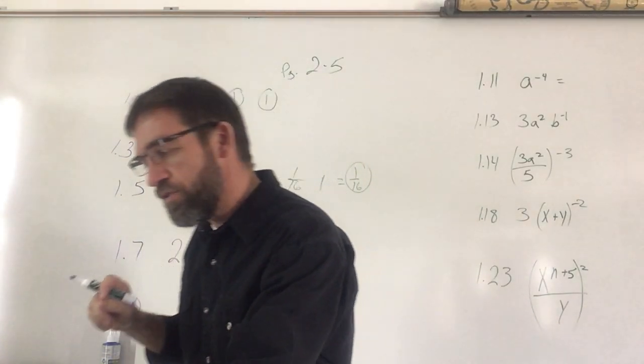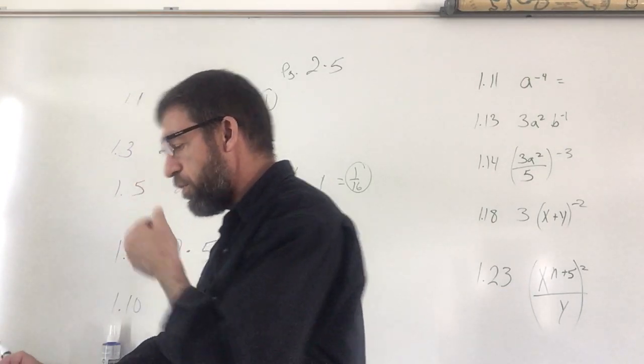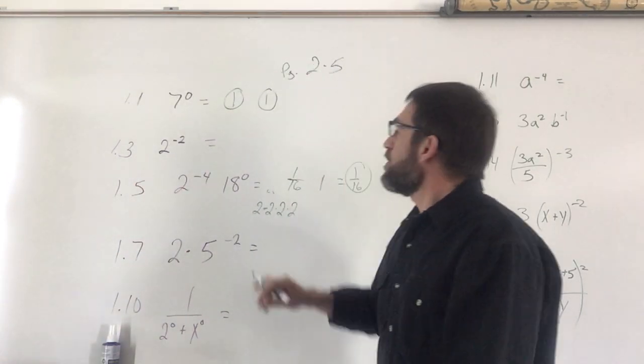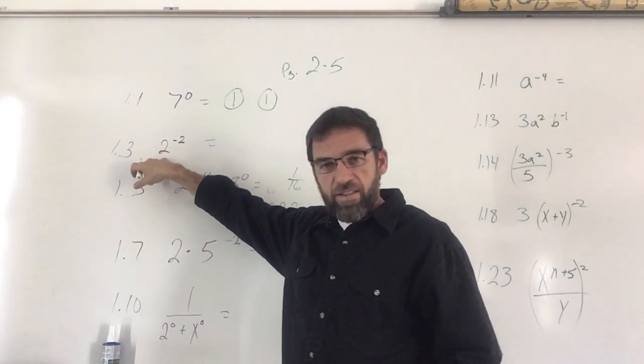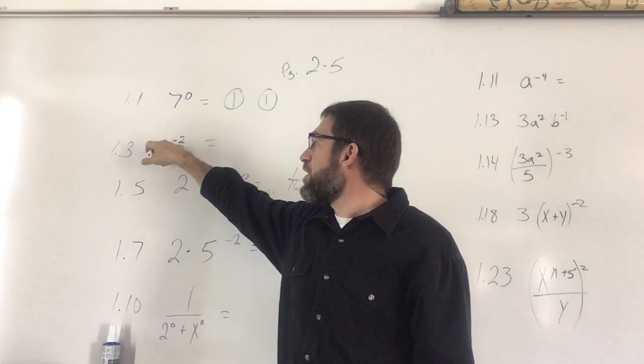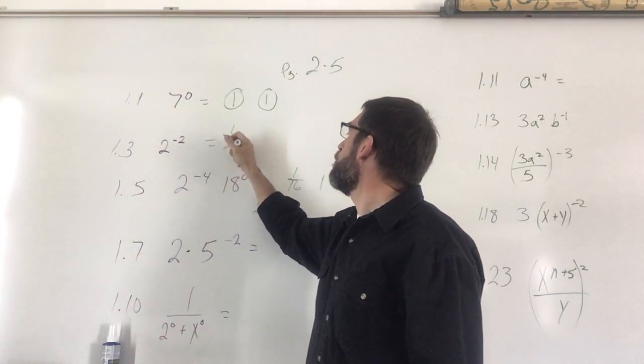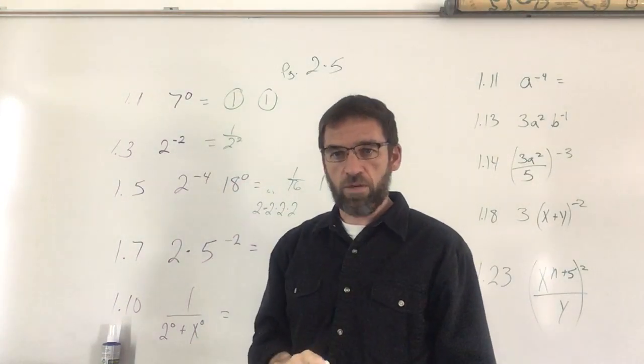Better check that to be sure. We did number 1.5. That's correct. Okay, I missed 1.3. And I should have done this one so you would understand, but since you already know how to make this a positive, you put a 1 above it, so you put a 1 and a 2 squared. I don't know why I missed that.